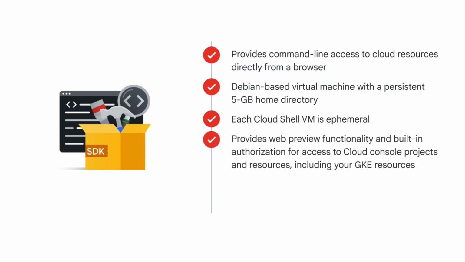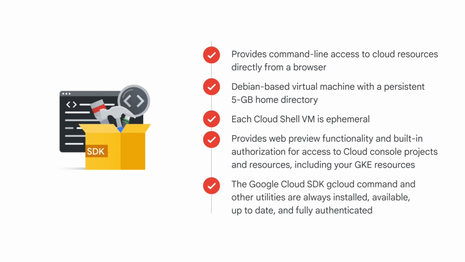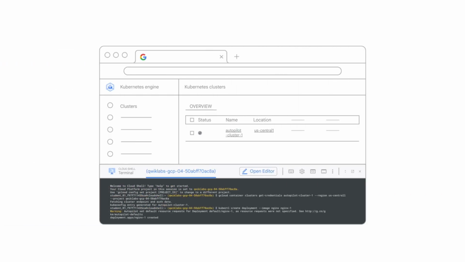It also provides web preview functionality and built-in authorization for access to Cloud Console projects and resources, including your GKE resources. With Cloud Shell, the Google Cloud SDK gcloud command and other utilities are always installed, available, up-to-date, and fully authenticated. The Cloud Console's GKE area has a web-based interface for administering GKE resources. The Cloud Shell is the place to launch commands to administer those GKE resources.